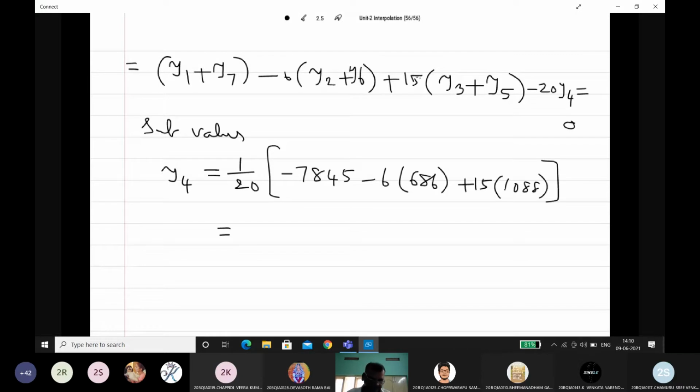Anyone? Give me the value of this one. Take the calculator. How much? 217.95, sir. Did a fraction come? A fraction should not come. Check whether a digit comes, let me see once. I don't have a calculator here.